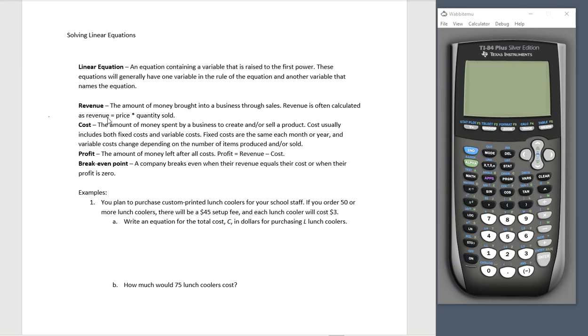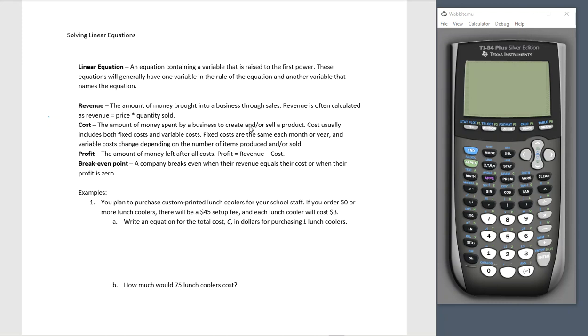Of course, it's not all pure revenue, as we have costs, and we'll call cost functions C, because we're so clever. Cost is the amount of money spent by a business to create and or sell a product. Cost usually includes both fixed costs and variable costs. Fixed costs are the same each month or year, like salaries and rent or mortgage, if they own the building or not. Variable costs change, right? They vary depending on the number of items produced and or sold.